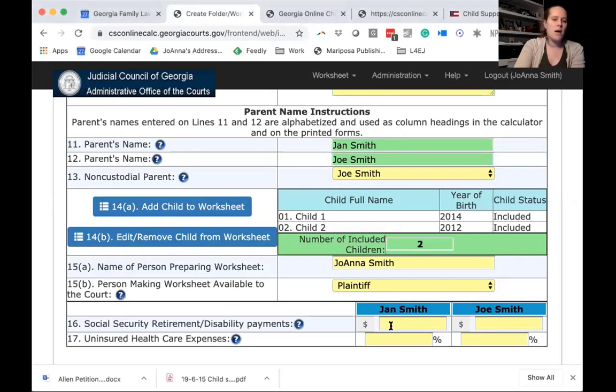Okay. And then this uninsured healthcare expense, this is just how it's going to be divided in the future.